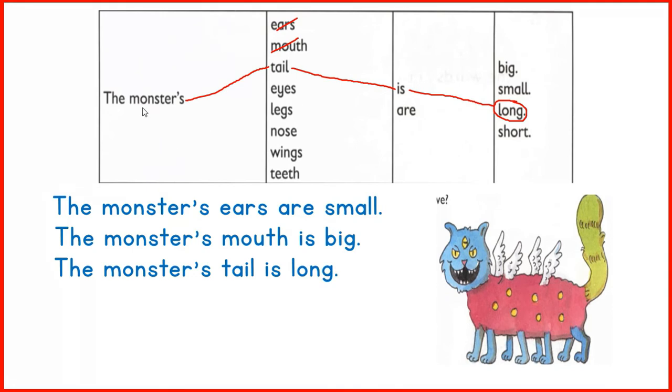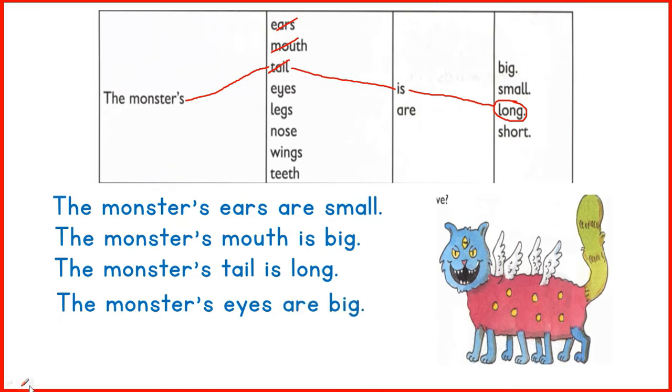Now comes the next. The monster's eyes. First we cancel. The monster's eyes. Eyes is plural. Now eyes are big eyes. Yes, big eyes. The monster's eyes are big. Repeat after me. The monster's eyes are big.